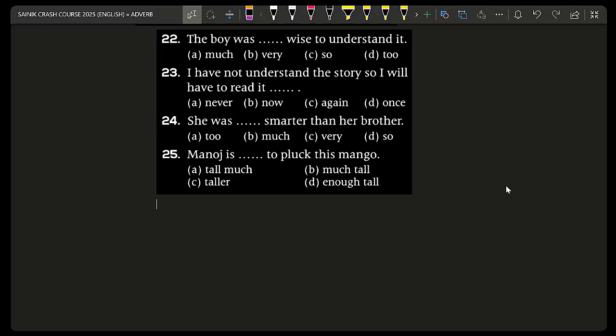No. Sir, D, too. Yes, the boy was too wise to understand it. That is option D. Next, what about the 23rd question? I have not understood the story, so I will have to read it again. Very good. If you don't understand the story, generally what will you do? We read it again, right? Yes, sir. Very good. Correct answer.